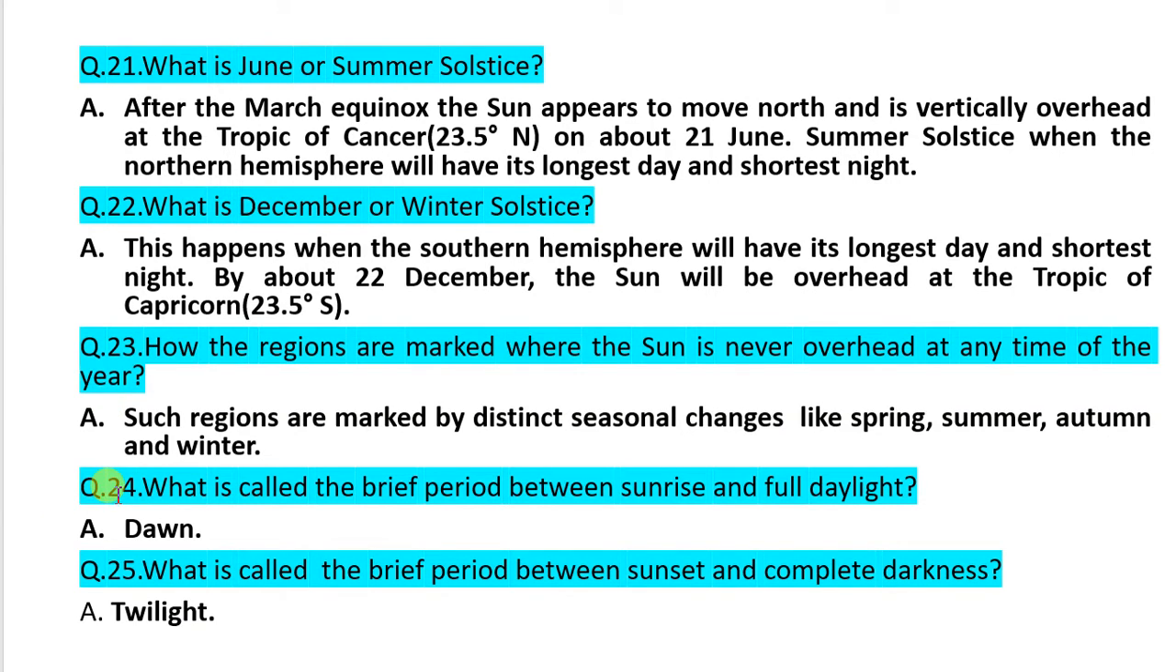Next question, what is called the brief period between sunrise and full daylight? This is called dawn. Next question, what is called the brief period between sunset and complete darkness? This is called twilight.